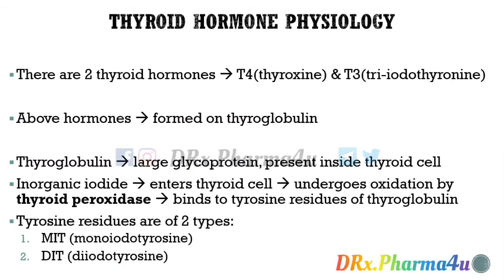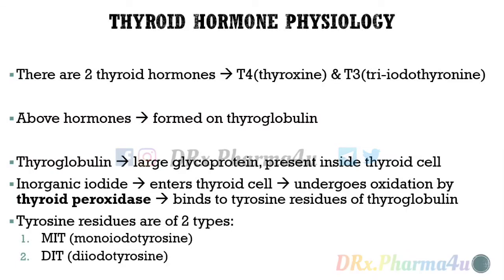So how do thyroid hormones get formed? When inorganic iodide enters the thyroid cell, it undergoes oxidation via thyroid peroxidase. Thyroid peroxidase is an enzyme which oxidizes inorganic iodide, and then it binds to tyrosine residues of the thyroglobulin. So first, inorganic iodide enters into the thyroid cell. Then it undergoes oxidation through the enzyme thyroid peroxidase, and then it binds to tyrosine residues of thyroglobulin.